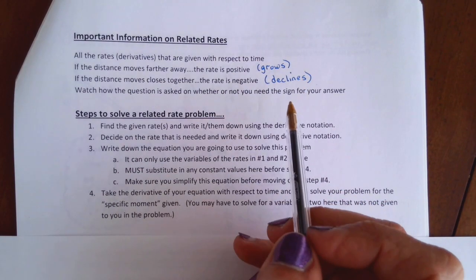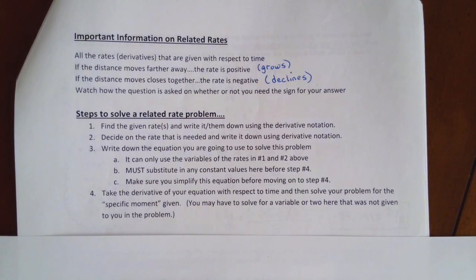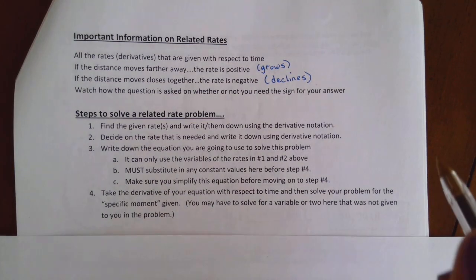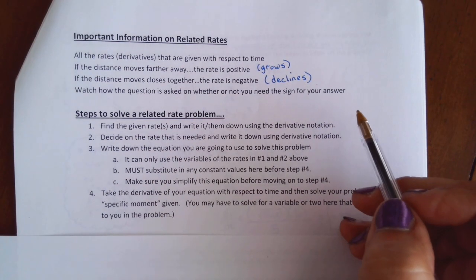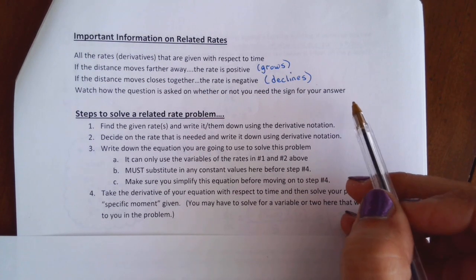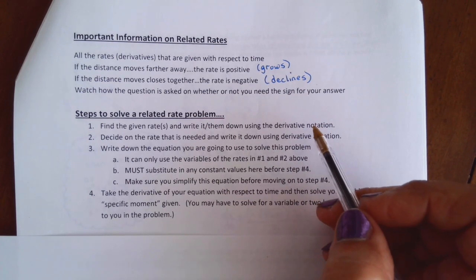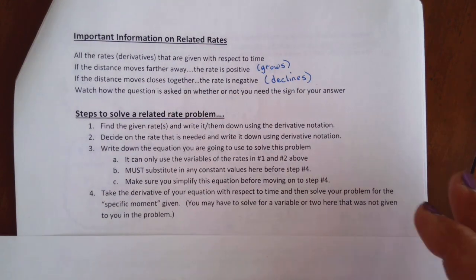Okay, now sometimes depending on how a question is asked, you may or may not need the sign. I have students that get very frustrated with that because they know that the answer is negative because the objects are moving closer together. But the way the problem is asked, it could be something like, at what rate are the two people moving closer together? If the question is already saying that they're moving closer together, then the rate that you would answer would just be the positive number.